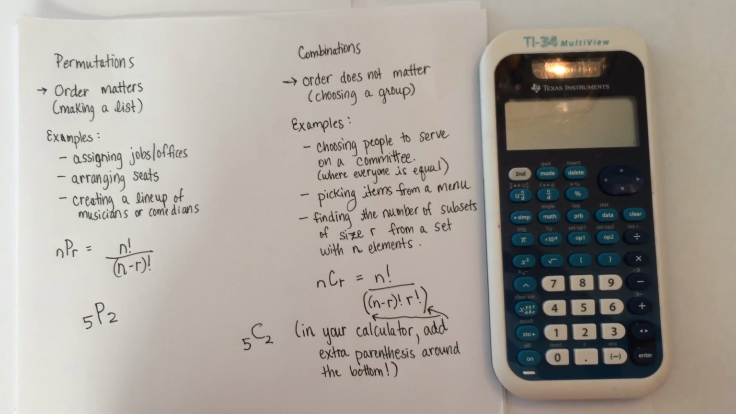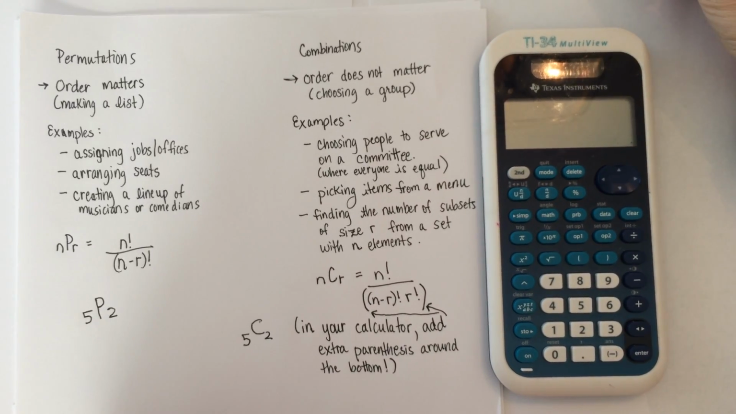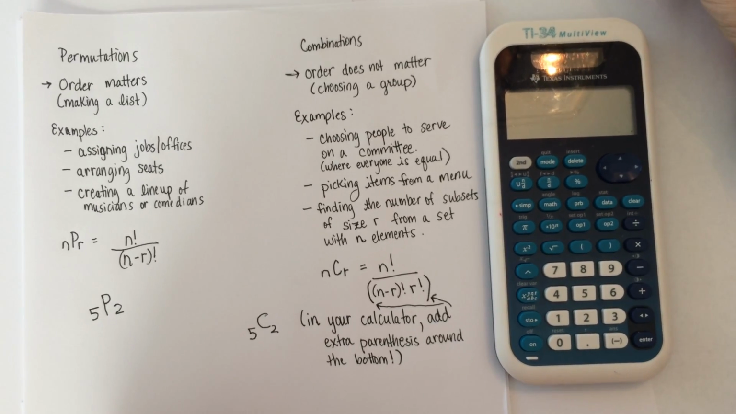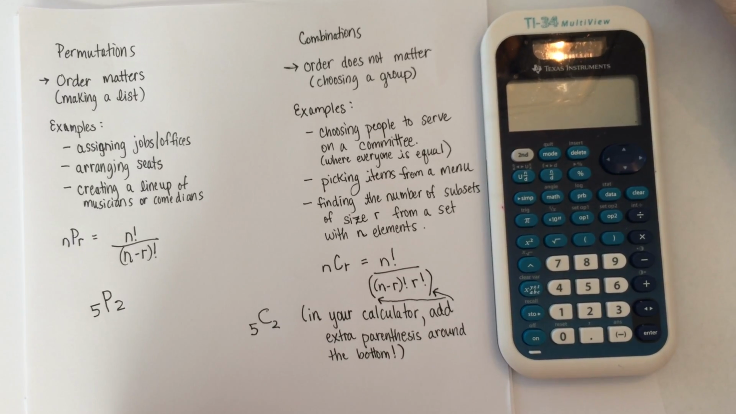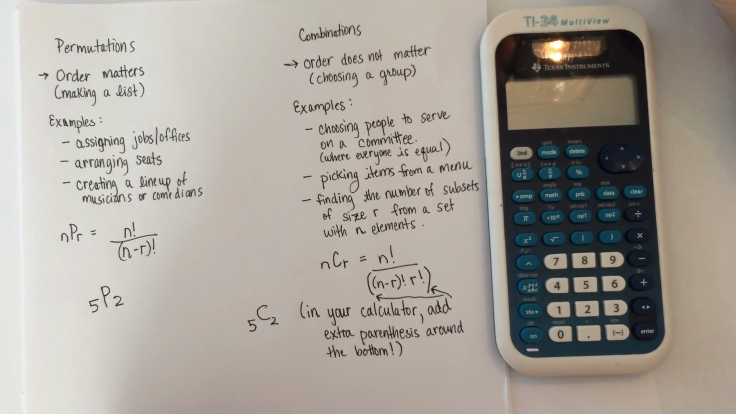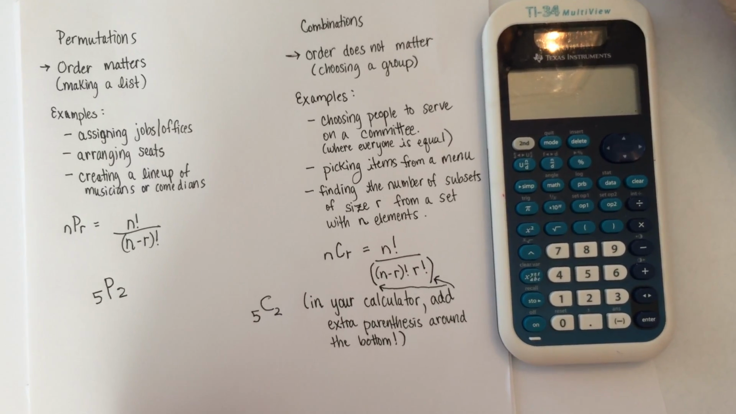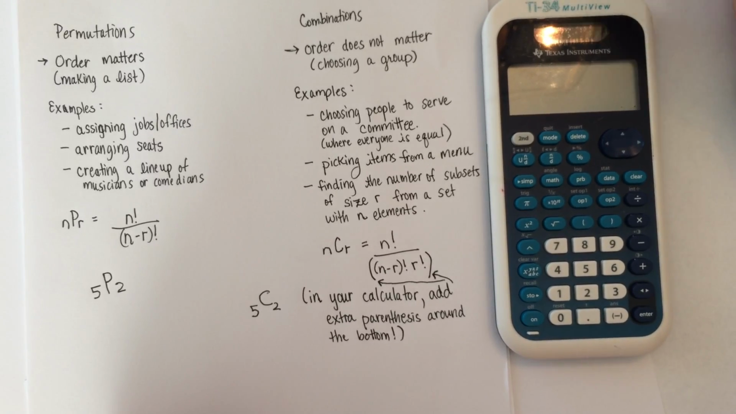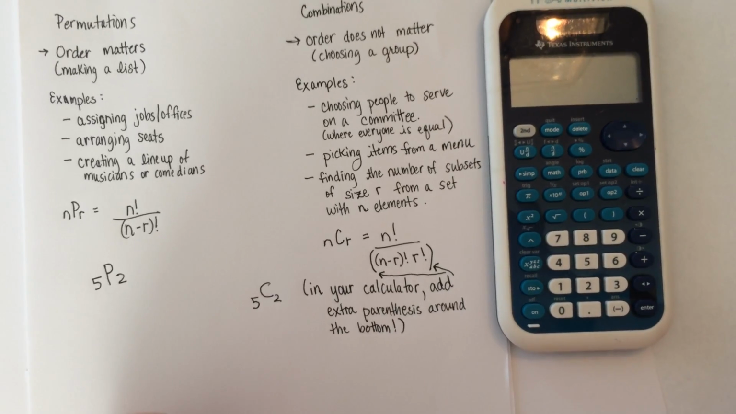Hi, I just wanted to make a real quick video talking about the difference between permutations and combinations, and also showing you how to use your calculator to compute both. So I'm sure you are familiar with the concept that permutations means that order matters and combinations are used when order doesn't matter. But the problem for most people is they don't understand exactly what that means. So I just wanted to clarify a little bit.